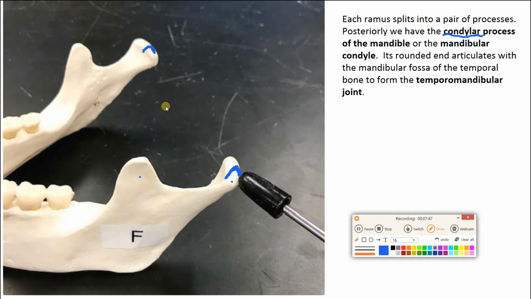Each mandibular condyle is going to articulate with the dent in the temporal bone. And if you remember, that dent is called the mandibular fossa. And when those two unite, we form that temporomandibular joint. We have one of these on each side. Okay, so that's the posterior process there.